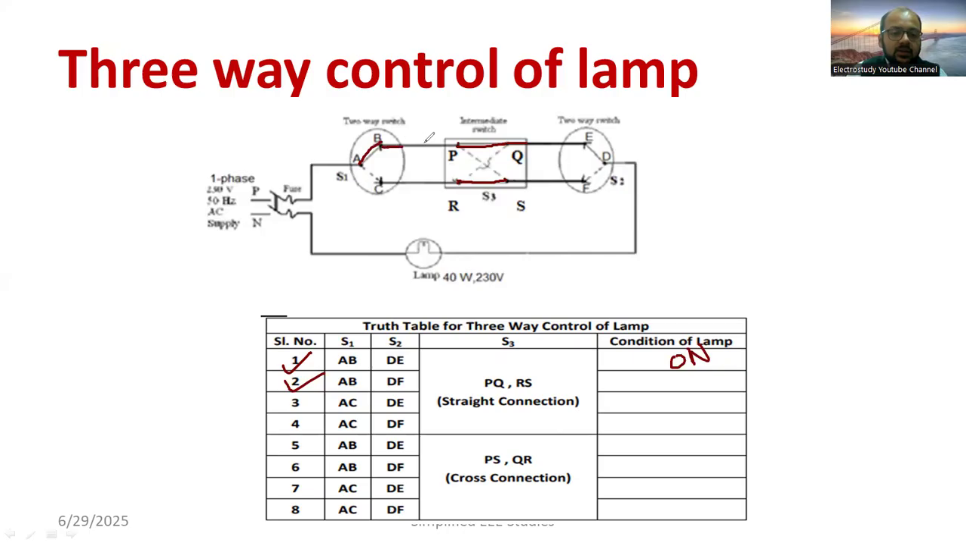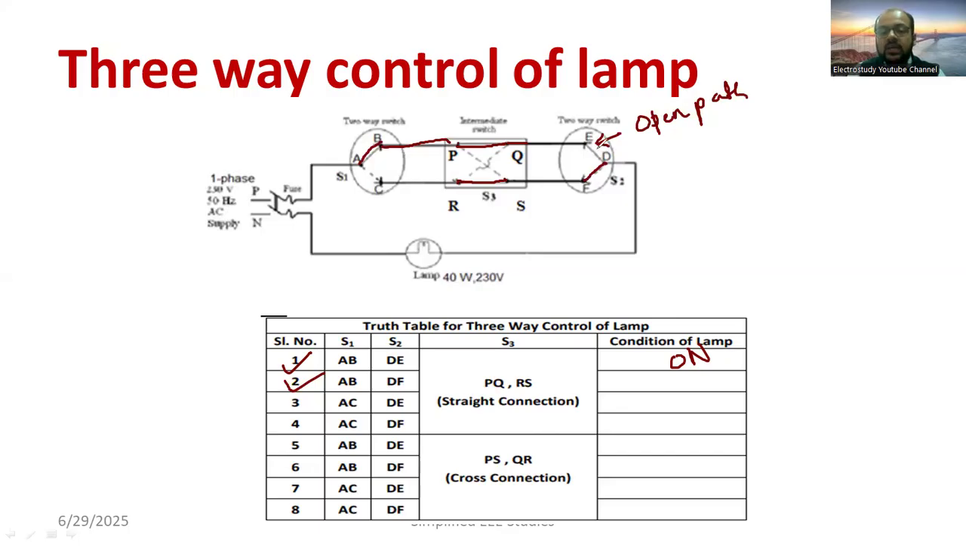AB is a by default connection, PQ, because it's a straight connection. AB and DF, DF is connected. So therefore, there is an open. It will create an open discontinuity. It will create an open path because of D.